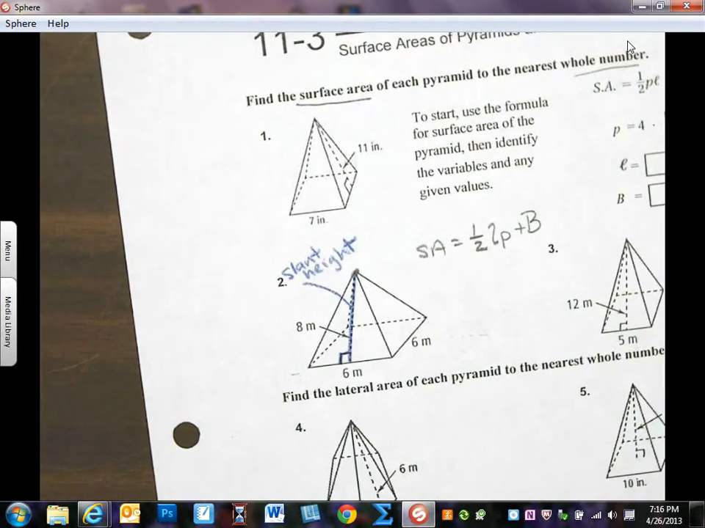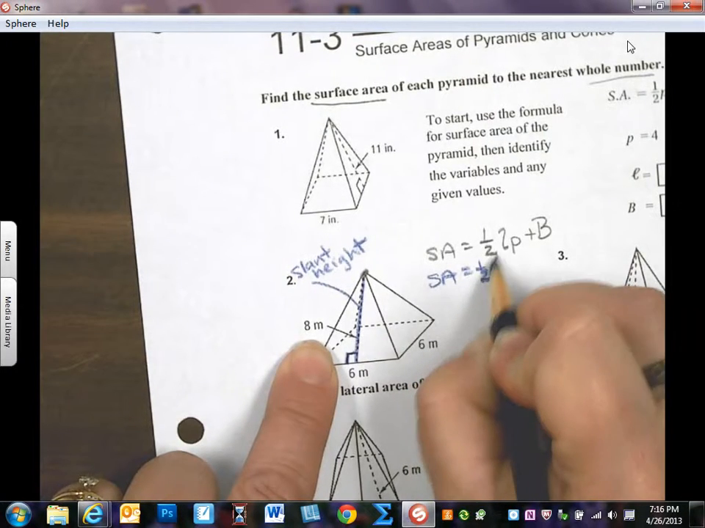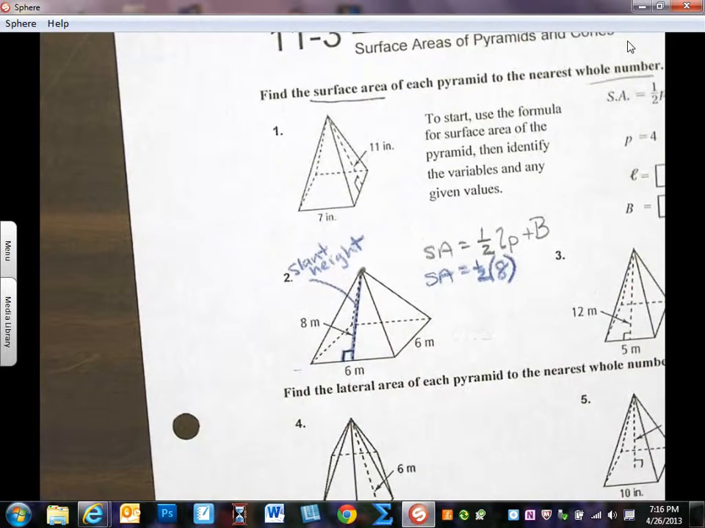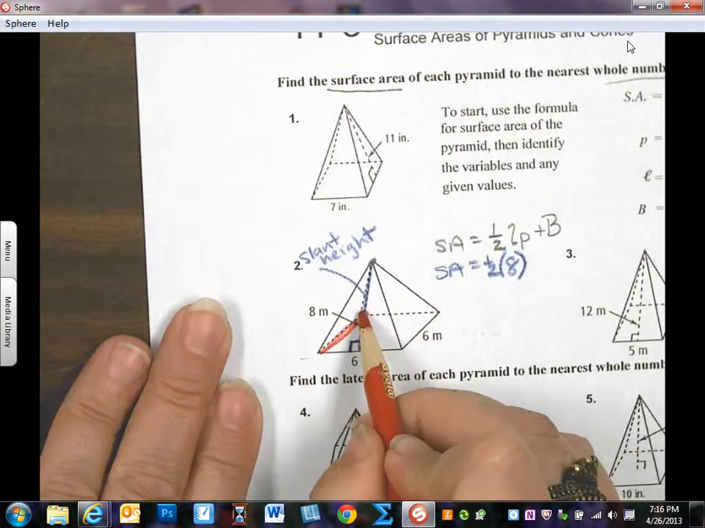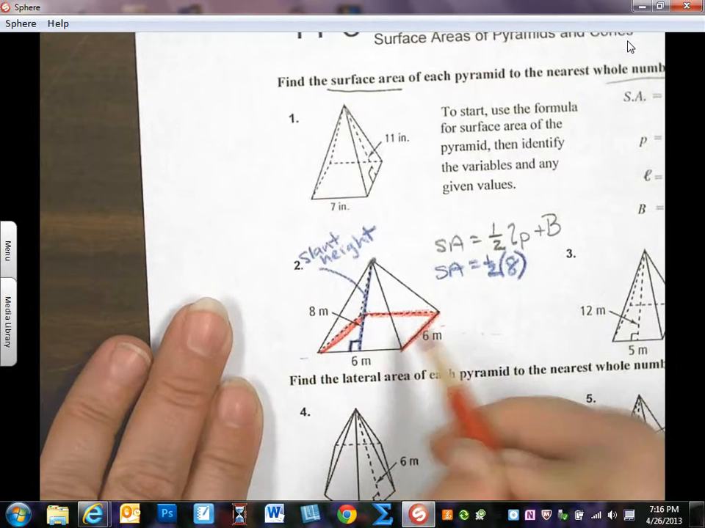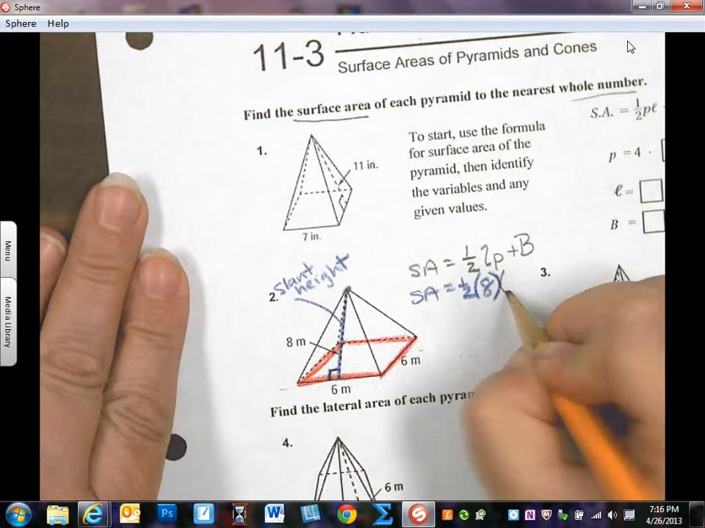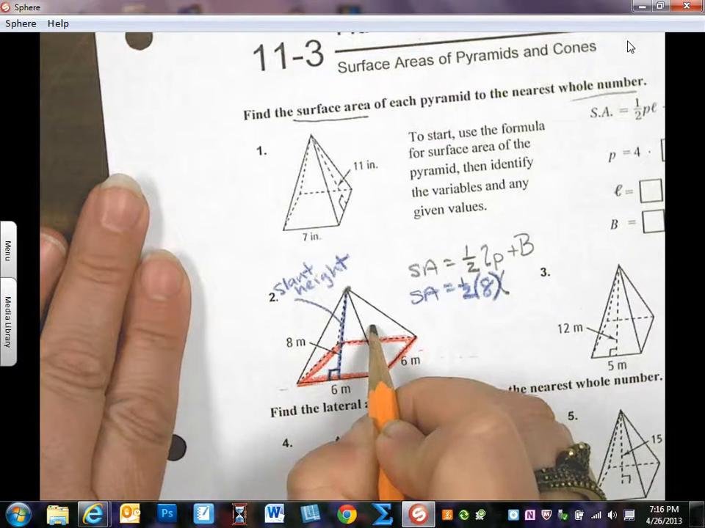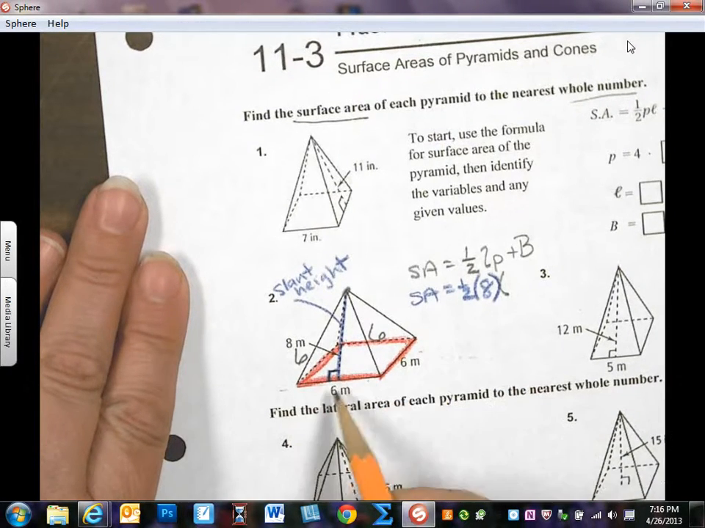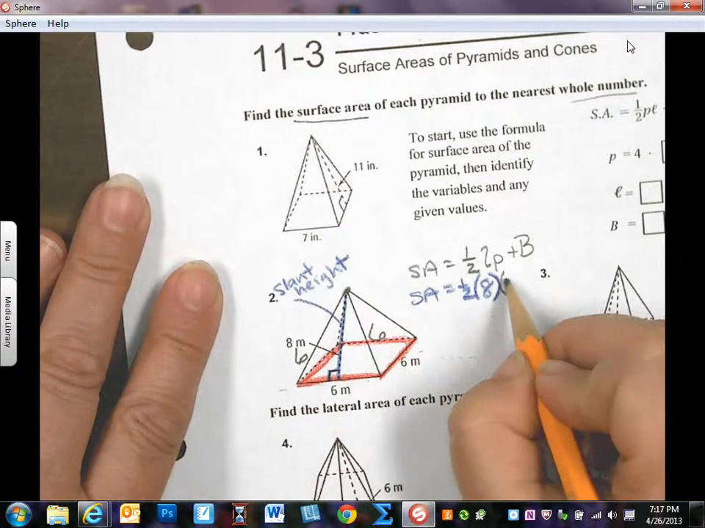Now in this case, my slant height is 8. And then they ask for your perimeter. And they're always asking for the perimeter of the base. And my base here is, they want to know the perimeter. Now this is a square. So what is this side? It's going to be the same, and this side. So 6 plus 6 plus 6 plus 6, or 6 times 4, which is 24.